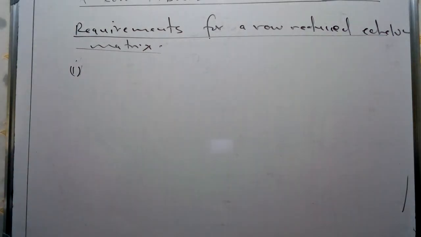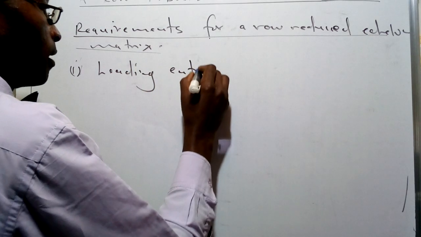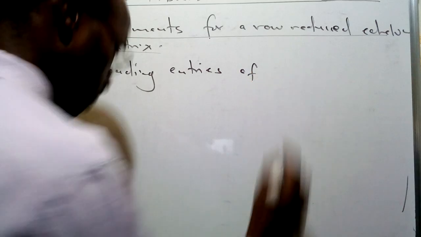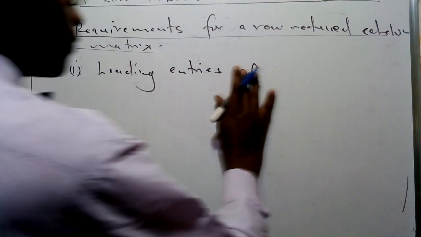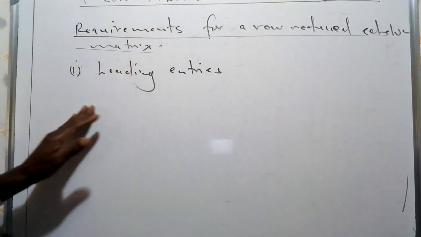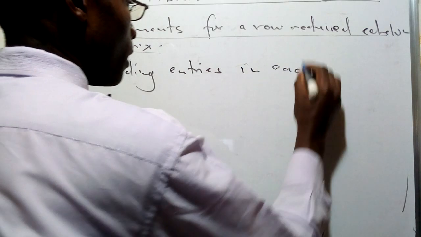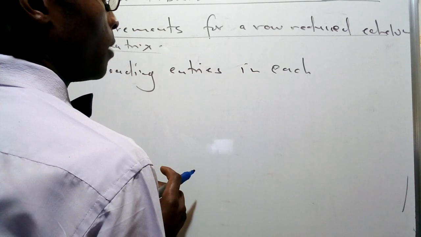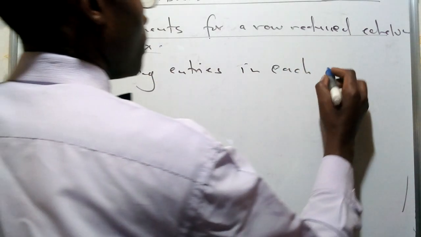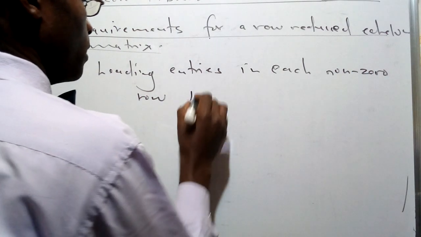So for a matrix to be given as a row-reduced echelon matrix, the leading entries in each non-zero row must be 1. I've identified the leading entries from the previous matrices which I've given. We're going to put this in summary form: the leading entries in each non-zero row. I've mentioned that the last two rows for A, C, and D were 0. So the leading entries in each non-zero row are specifically going to be 1.